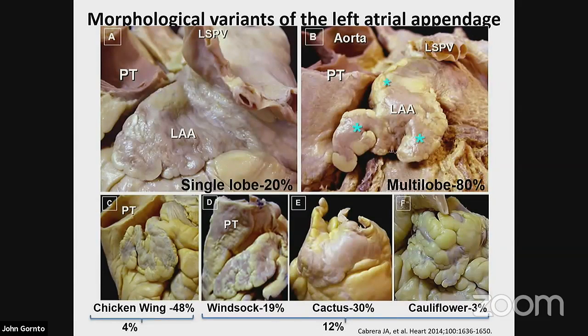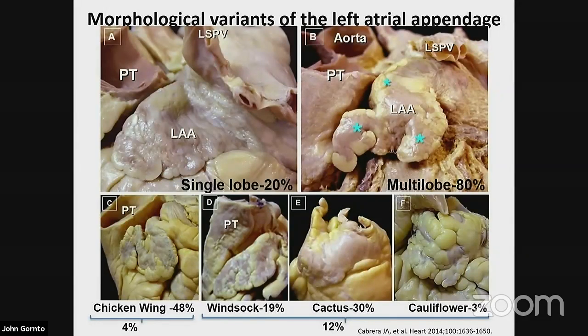These are the various types of atrial appendages. They've divided them into single lobe and multiple lobe, as shown here, and they've named 4 different types of atrial appendage: chicken wing, windsock, cactus, and cauliflower. What's important is that if you look at this, cauliflower has the least cardioembolic risk, that is 4%.